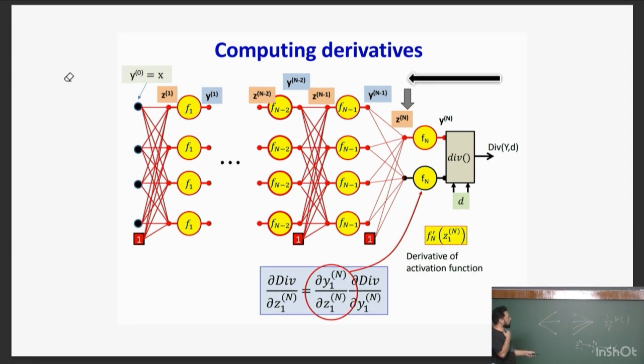Now let us look at this. What was y1n? y1n is the post-activation value. These are the y1n, so these are post-activation, like after applying f. So how are y and z dependent?